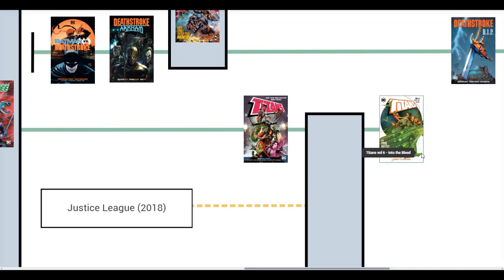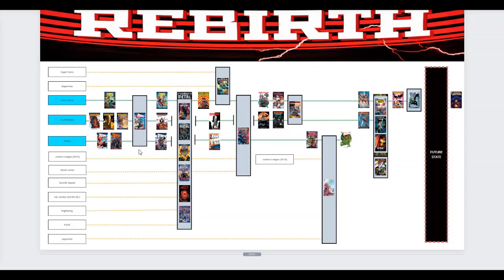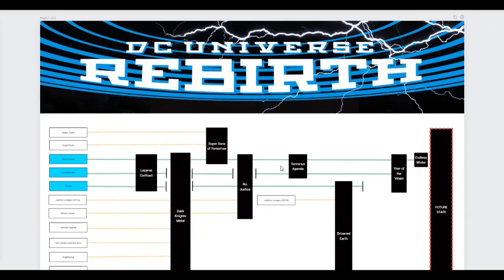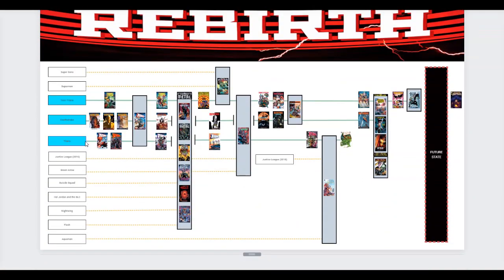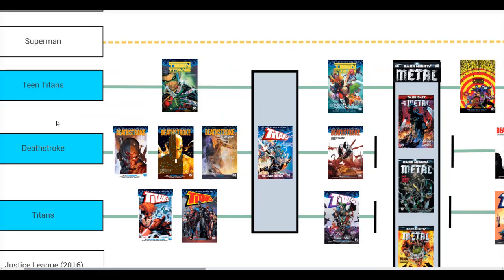Okay, that's the end of Titans, and as we zoom out, as we'll see, that is the entirety of the trade paperbacks there. Just to recap, Titans goes through Lazarus Project, skips Dark Metal, vaguely touches No Justice, entirely optional reading, skips Terminus Agenda, and then goes into Drowned Earth before it ends. And here you can see the trades for it here. This is the trades for all of the series.